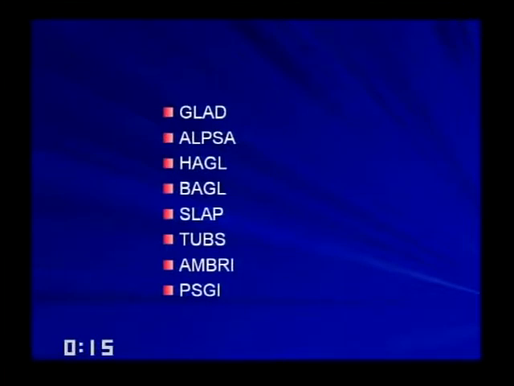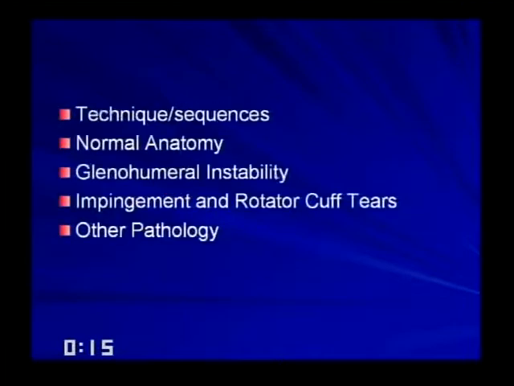We're going to talk about all these: GLAD lesions, ALPSA lesions, HAGL lesions, BAGL lesions, SLAP lesions, TUBS, AMBRI, and PSGI. And hopefully at the end of 20 minutes you'll at least have some idea of what these mean. Our talk is sort of organized. We're not going to talk that much about technique. We're going to talk about normal anatomy, glenohumeral instability, impingement, and then some other pathology.